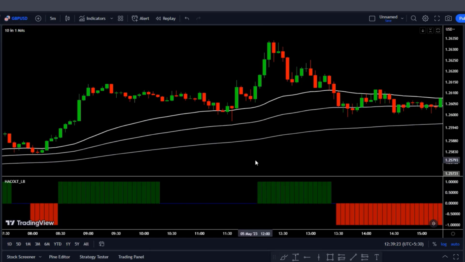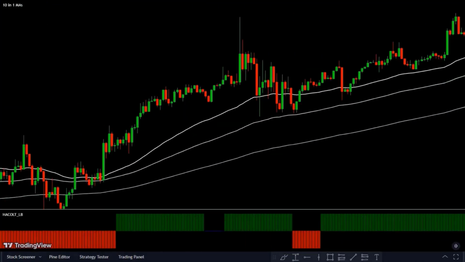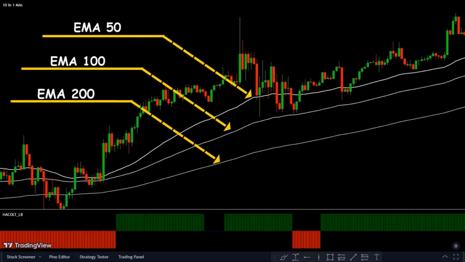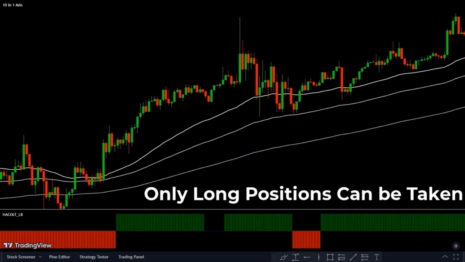The triple EMA is a very powerful combination of moving averages that helps traders better identify a trend. When the price moves above the EMAs and the lines are positioned this way, so on the top is 50, in the middle is 100, and at the bottom is 200, we can confidently say that the market is trending upwards. In an uptrend, only long positions can be taken.